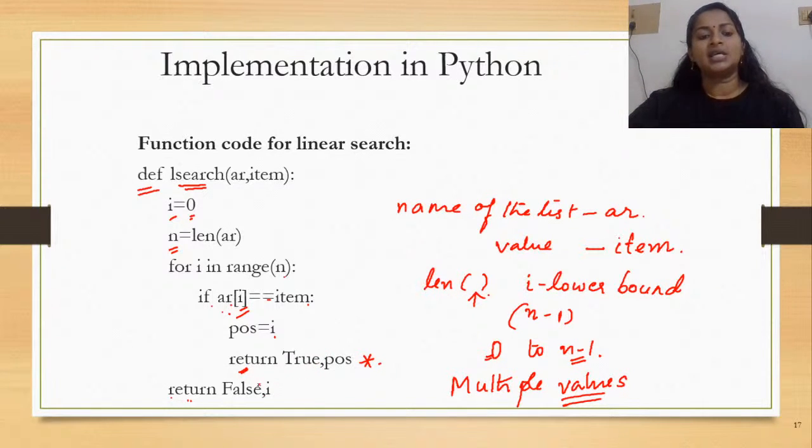So in this case, if I'm expecting two values, then definitely the last statement of your function should also be returning two values, right? So for the time being, I have given False, comma, I. Now, what does False indicate? False indicates that the element is not present inside your list.